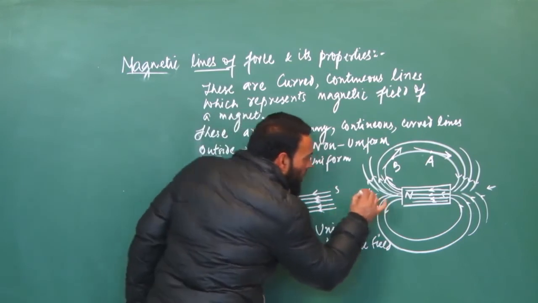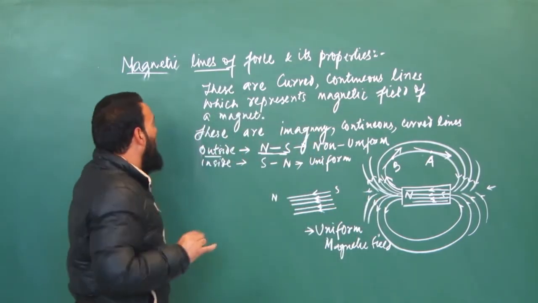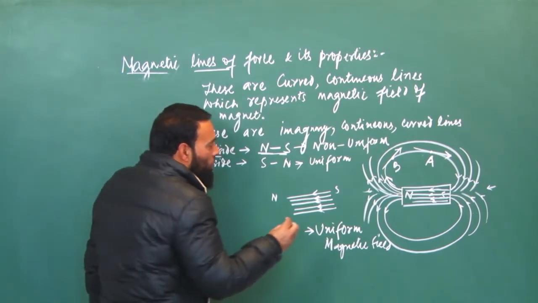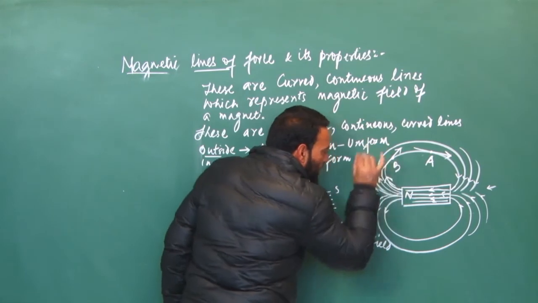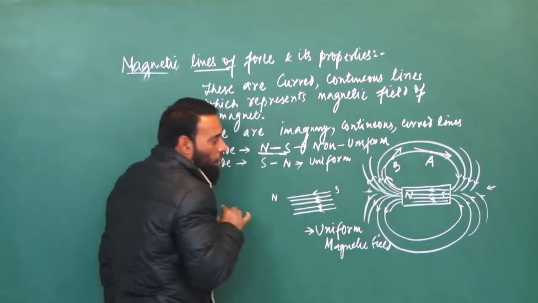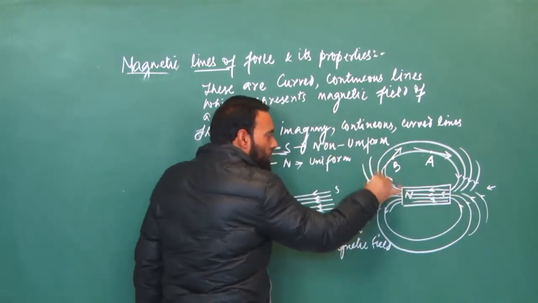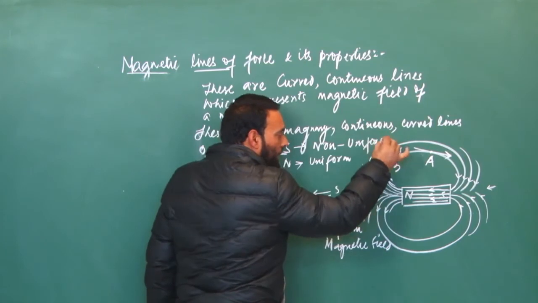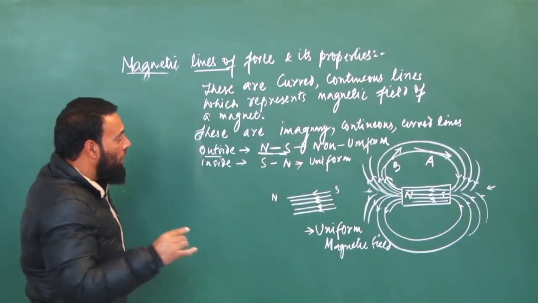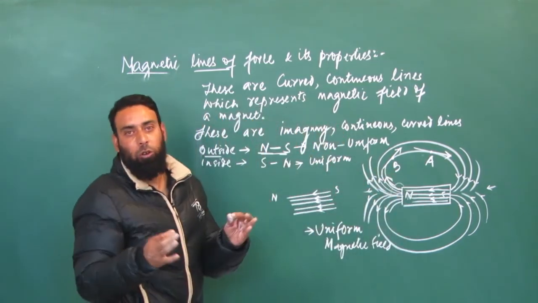Okay, now the third important property that we have discussed is a very important property. If we see the magnetic field strength of this magnet, these magnetic lines of force are very close at the poles. At the north pole they are coming out, and at the south pole they are entering inside the magnet. So at these poles, the magnetic lines of force are very close to each other.